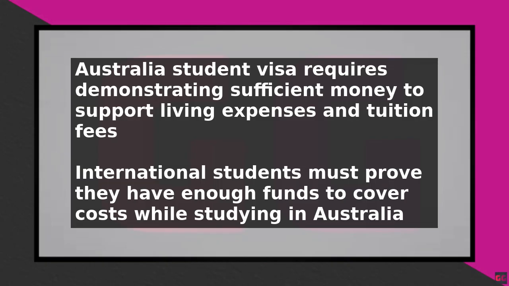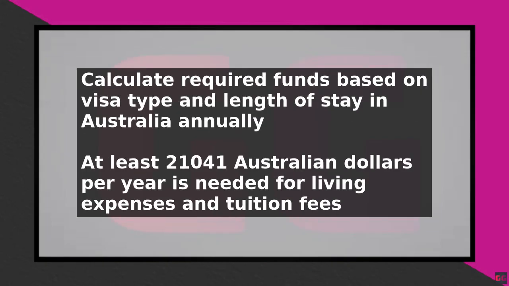The amount of funds required varies depending on the type of visa you are applying for and the length of your stay in Australia. As a general rule, you will need to show at least 21,041 Australian dollars per year for living expenses, plus the cost of your tuition fees.